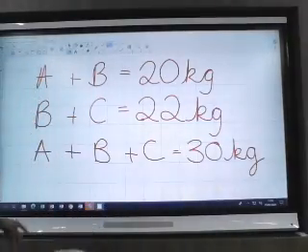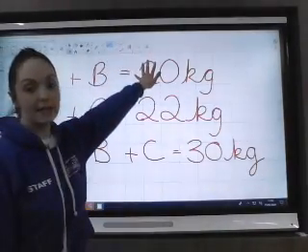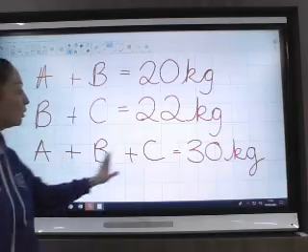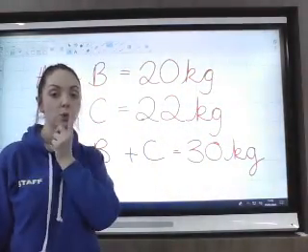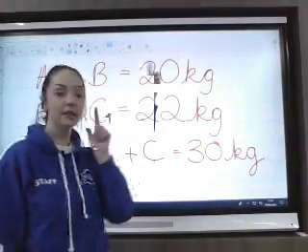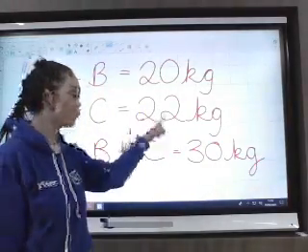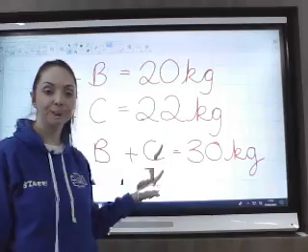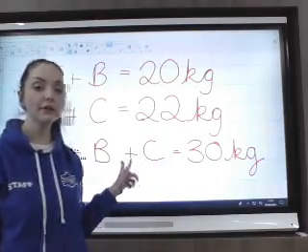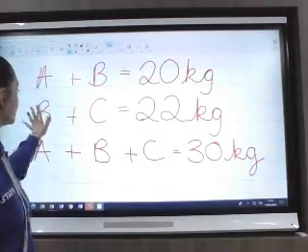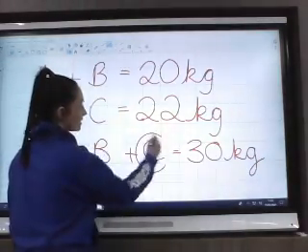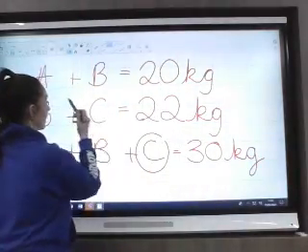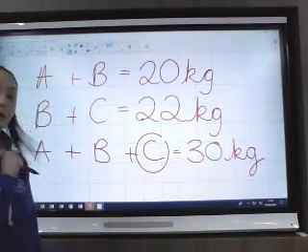Now, if A and B equals 20 and all of them together equal 30, what's the difference between 30 and 20? If you do 30 take away 20, that will give you C, won't it? Okay, once you've got C then, you know that B plus C equals 22. So once you've got this, if you do 22 take away C, it will give you B, won't it?